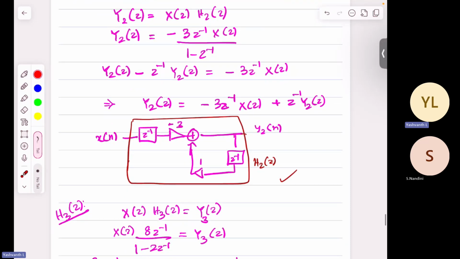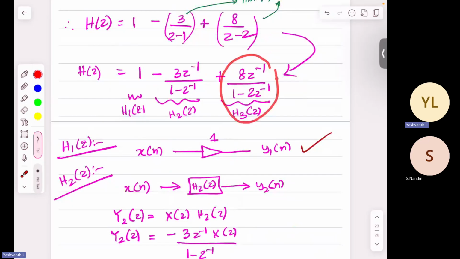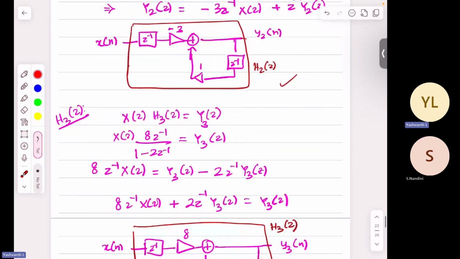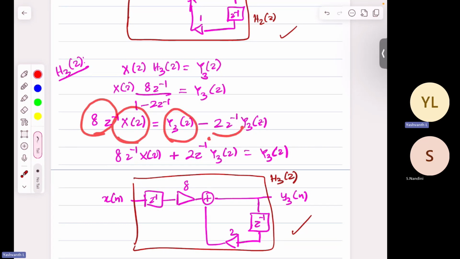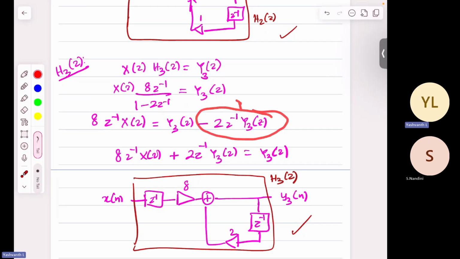Great. Finally, what you have is h3 of n. You need to implement the last block. 8 times z inverse by 1 minus 2 z inverse. How do you implement? Simple. X of z you multiply with h3 of z, you get y3 of z. That means h3 of z is nothing but 8 times z inverse by 1 minus 2 z inverse. So take this 1 minus 2 z inverse to the right hand side. So it becomes 8 times z inverse of x of z equals y3 of z minus 2 times z inverse of y3 of z.